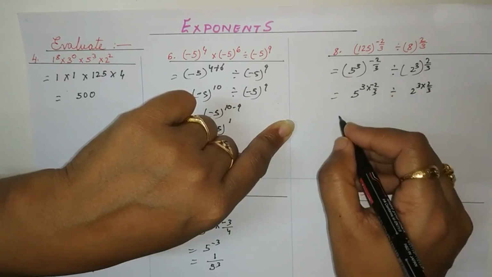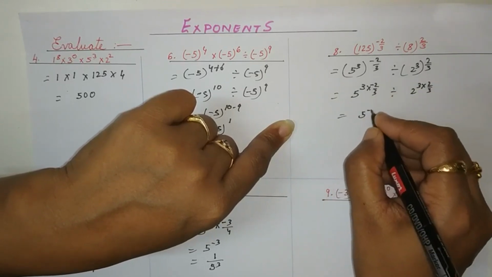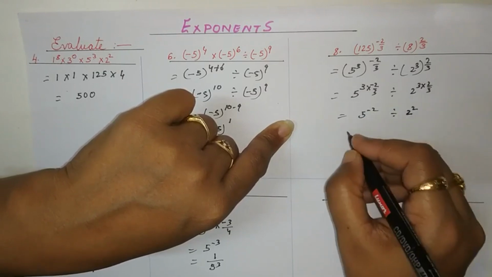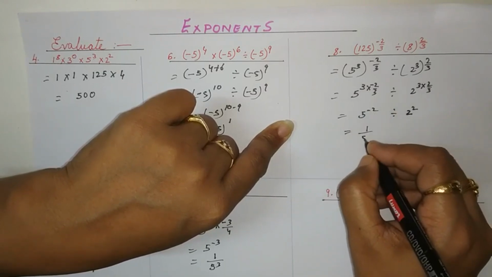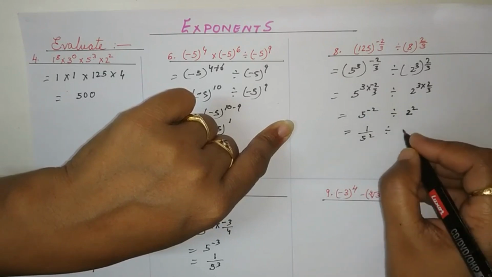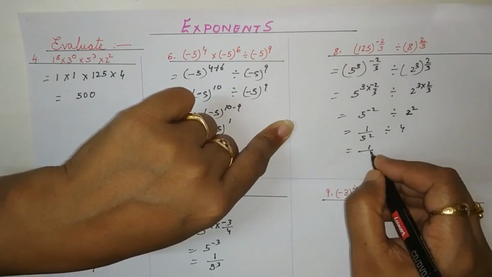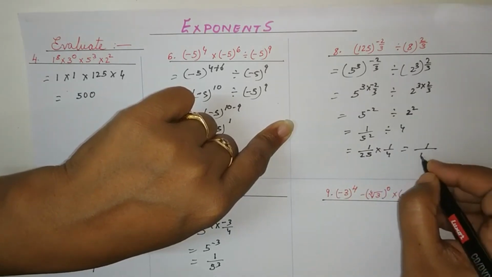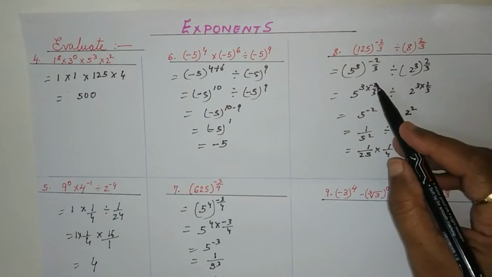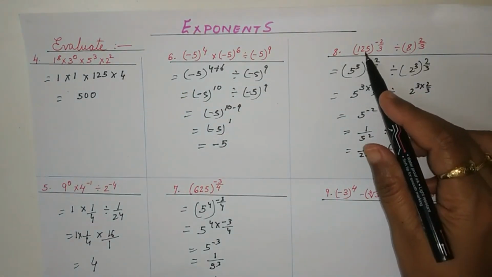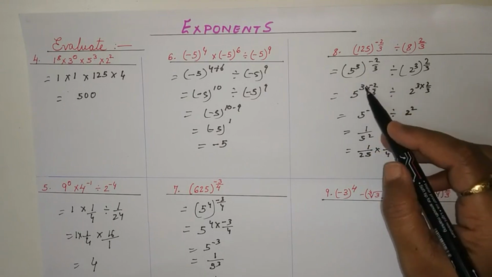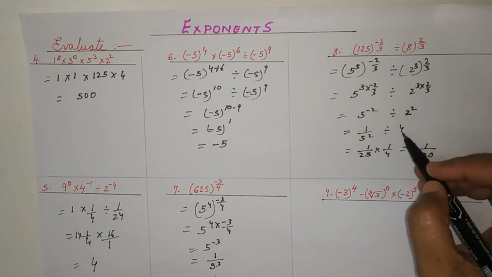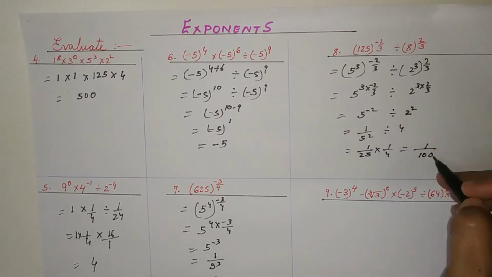When you cancel 3 and 3, what do you actually get? 5 to the power of minus 2 divided by 2 to the power of 2. So 1 by 5 square divided by 4, that is equal to 1 by 25 into 1 by 4, which is equal to 1 by 100. So what we did, we changed the number into its power, multiplied the powers, brought it to one number, and denominator division, so reciprocated, and the answer.